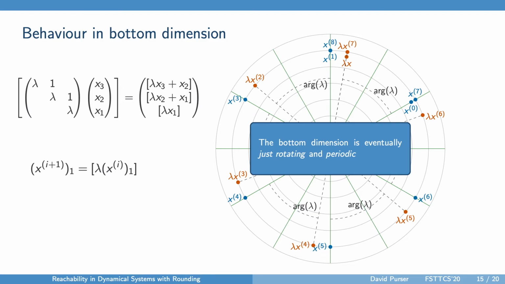And we say that this bottom dimension is just rotating and periodic, i.e. it never changes modulus again, and each step can be characterised by a rotation. Now the rotation is by an angle which is a multiple of the admissible angles, not by the original rotation angle.